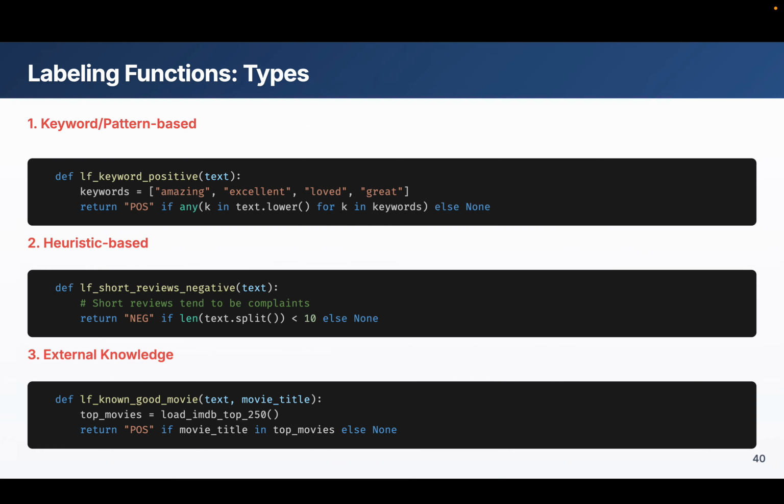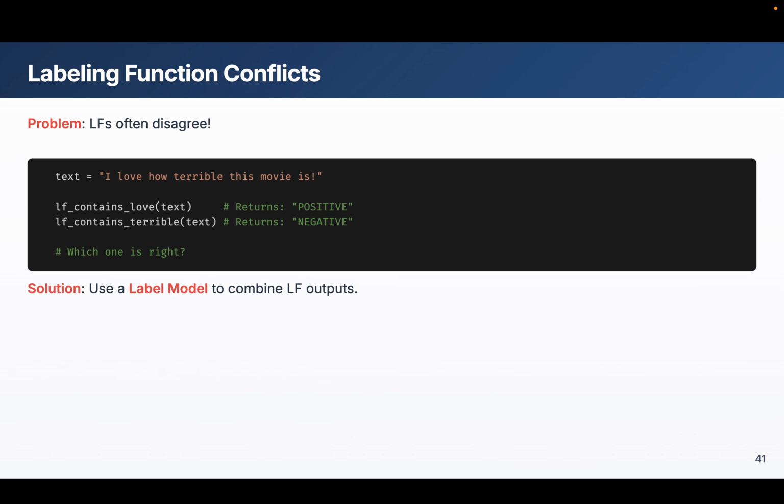When we think about the kinds of such functions, we can think in terms of keywords. If amazing, excellent, loved, great is present, it is positive. Heuristics: if the length is very short, it is a negative comment. We can load some amount of external knowledge: if the title is in the IMDb top 250, then it is positive. But importantly, many times different labeling functions will disagree.